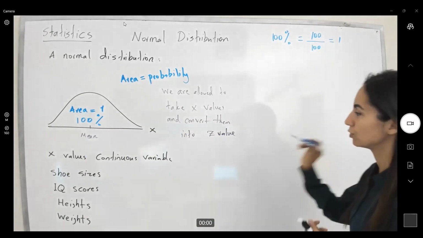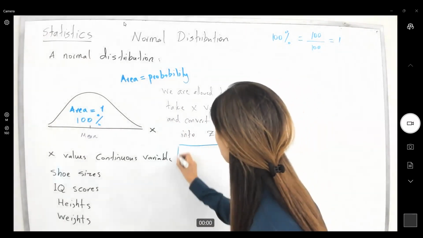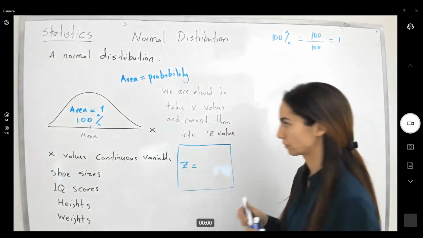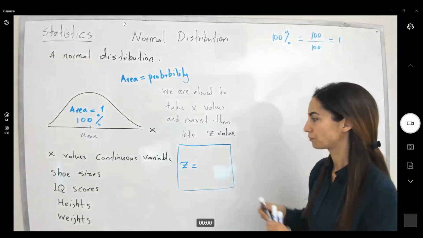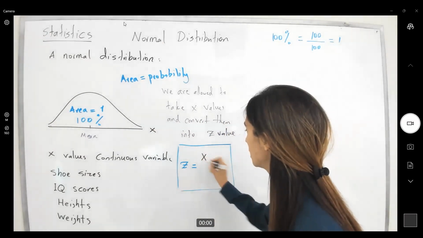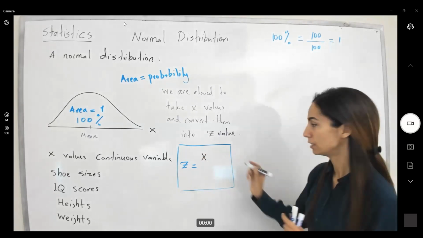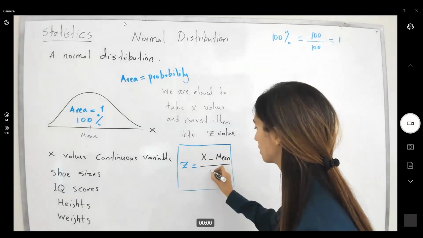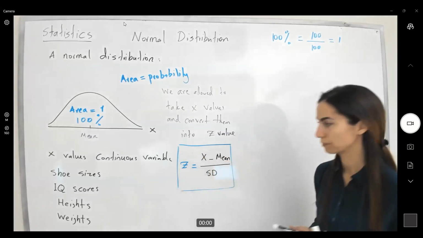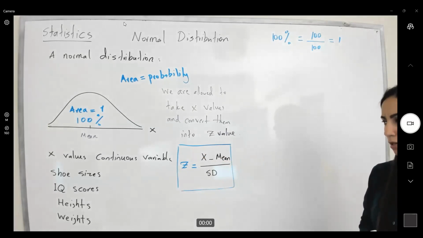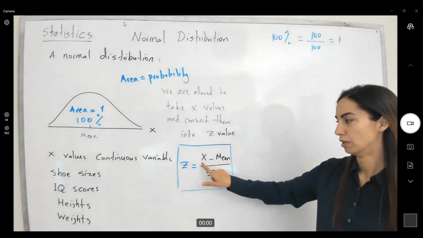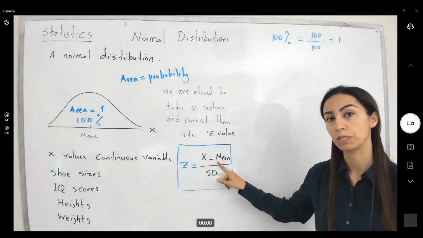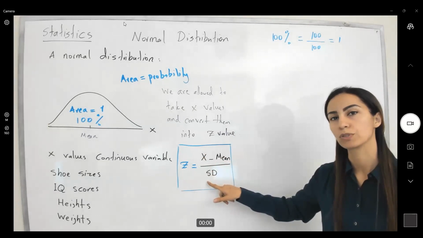The formula that you're going to use is this machine. You're going to take each X value, find the difference between X and the mean, X minus the mean, and then divide it by the standard deviation. Well, okay. I take each X value. I do the subtraction on the numerator. I use the mean. On the denominator, I'm going to use the standard deviation.